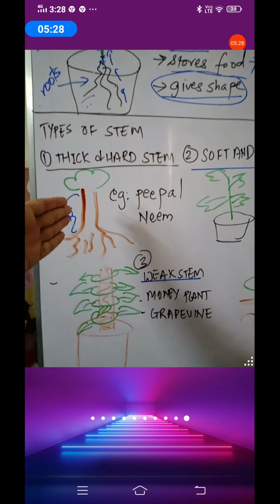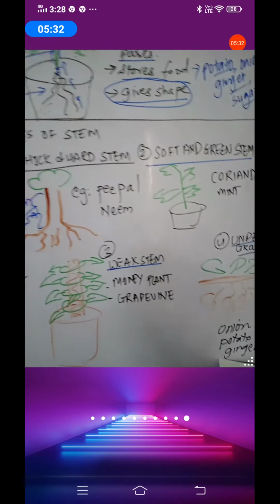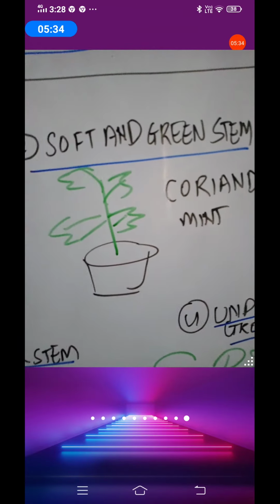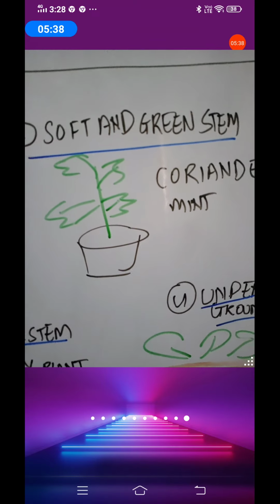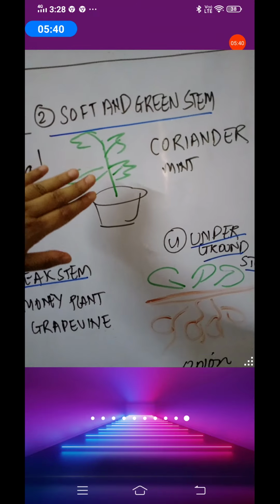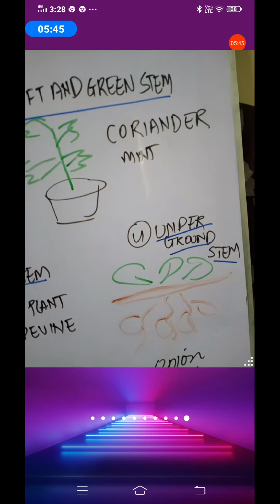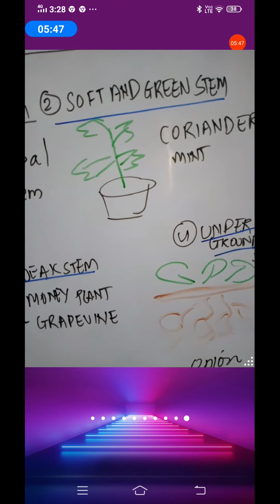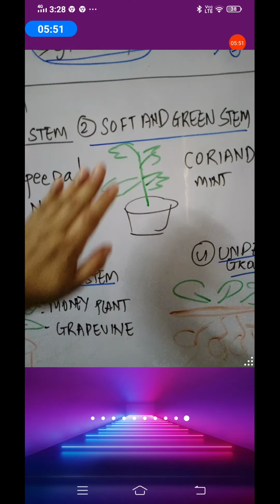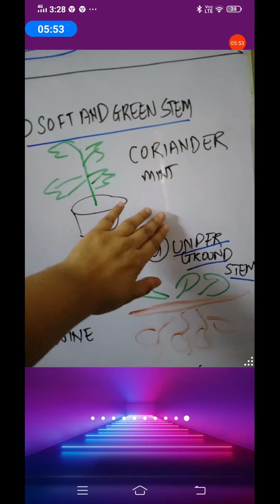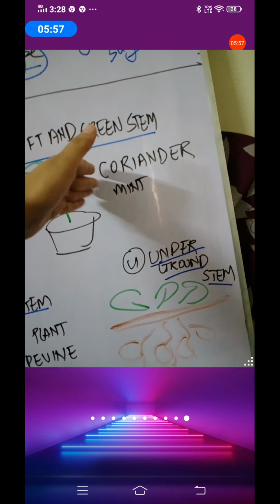So now you can see the shape. If the stem is strong, it is a big tree, right? What about if the stem is not so strong? It is soft and green in color. Now in this case, we are not saying that the stem is weak. We are just saying that the stem is a soft stem and green in color. This type of plants are also there. Such plants can be dhania and pudina, which is coriander and mint.